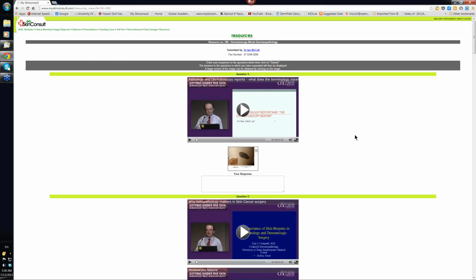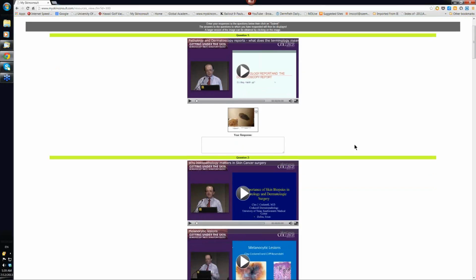The first one was one I did myself, and it was on relating the pathology report to the dermatoscopy report. I basically went through the important topics in dermatopathology relating to tumors, just going through some of the basic terminology, the words that are used in pathology, and I did the same thing in dermatoscopy for the pathologists who were there. It runs for about half an hour. It's at a fairly simple level, and it's a useful introduction to the course.